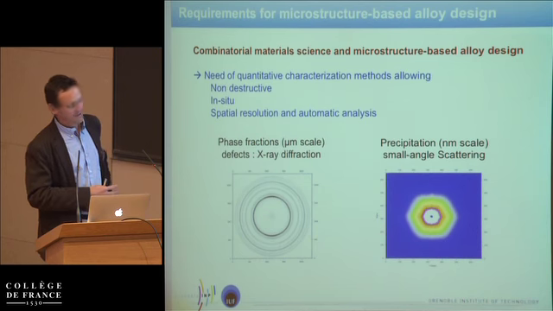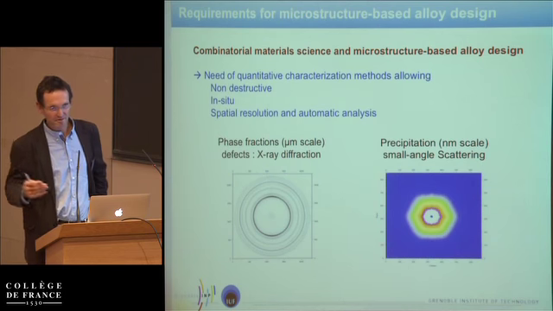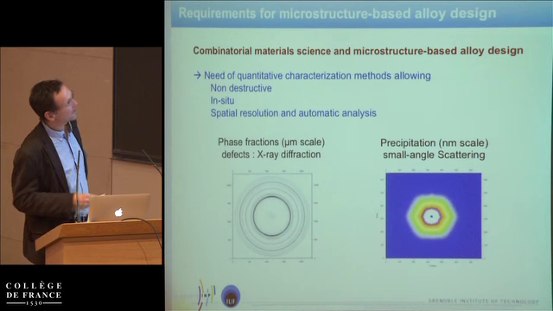So you get maybe 100 different compositions and 100,000 different times. So you have 100,000 different data. So it can get quite large. So you need absolutely to be able to have automatic analysis.